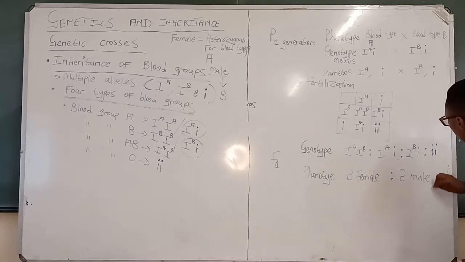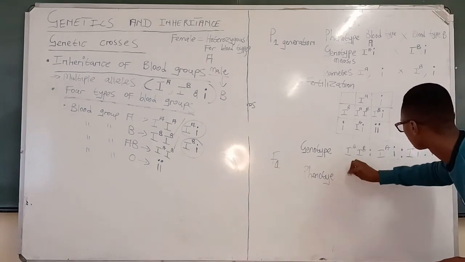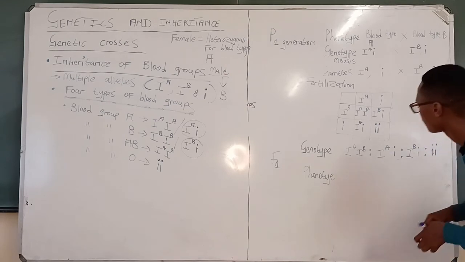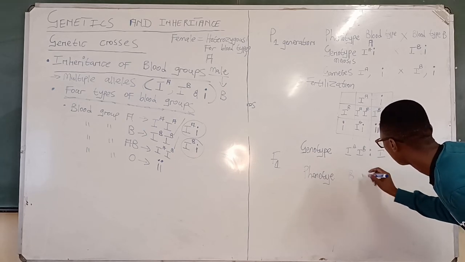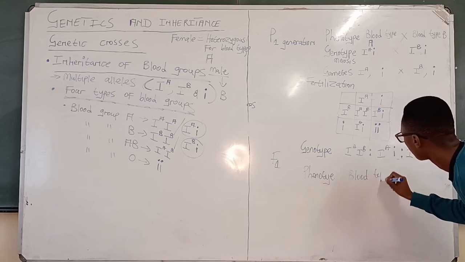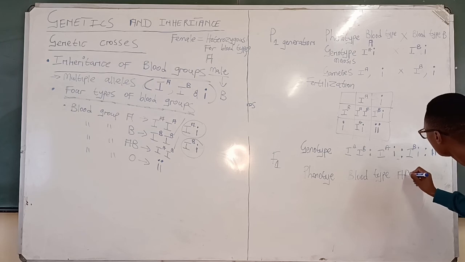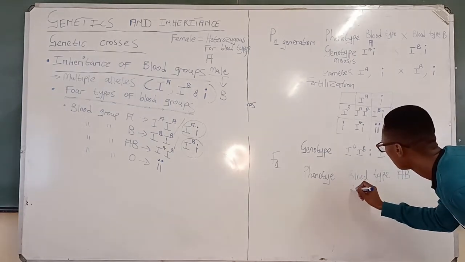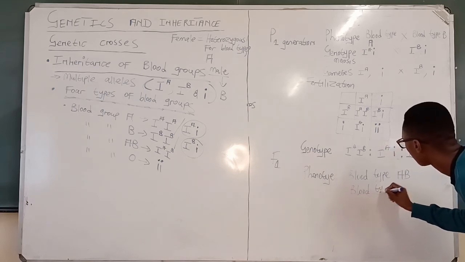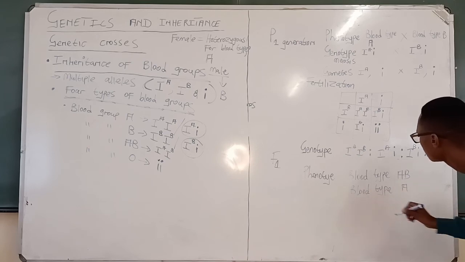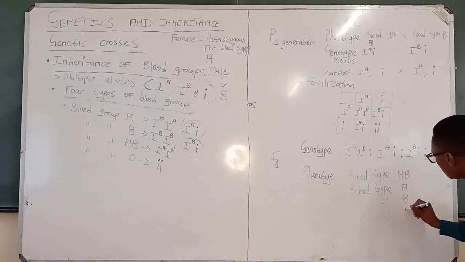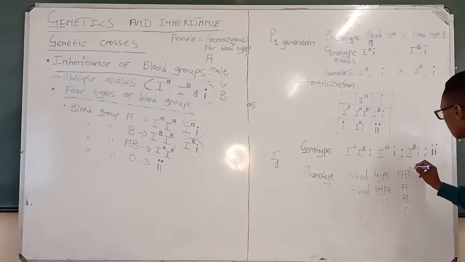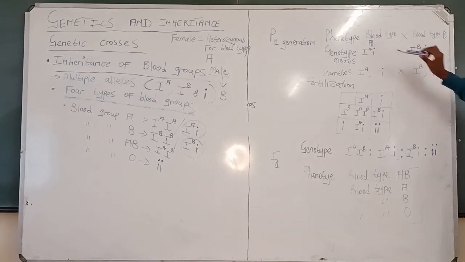So then for the phenotype, we can say that an offspring can become blood type AB, or can become blood type A, can become blood type B, can become blood type O. So we can see that all of the blood types can exist in the offspring if the parents are heterozygous for blood type A and blood type B.